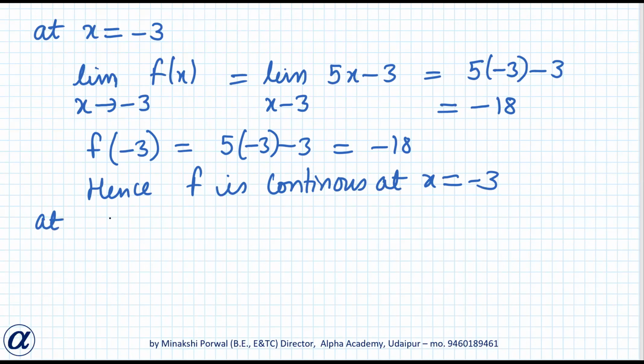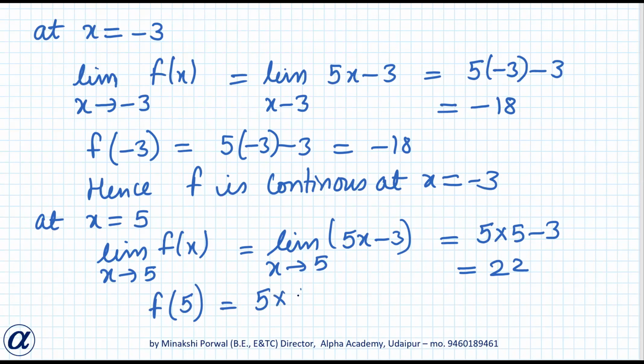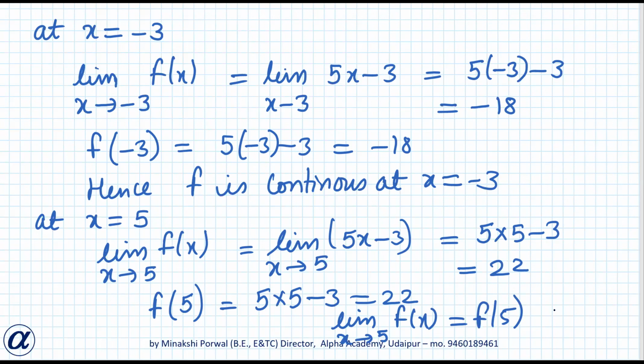And for x equals 5 also we'll do the same. Limit x tends to 5, f(x) equals limit x tends to 5 of 5x minus 3. So it will be 5 into 5 minus 3, that is equal to 22. And f(5) is also 5 into 5 minus 3, that is 22. So limit x tends to 5, f(x) equals f(5). So f is continuous at x equals 5.